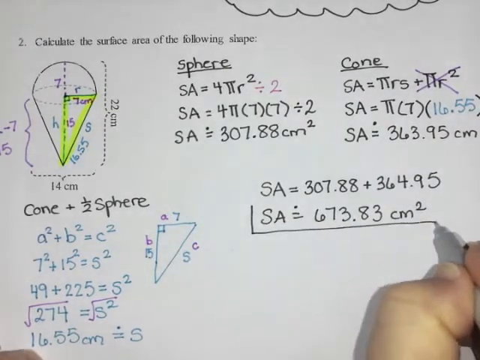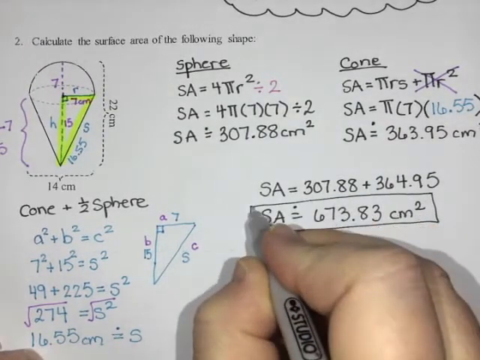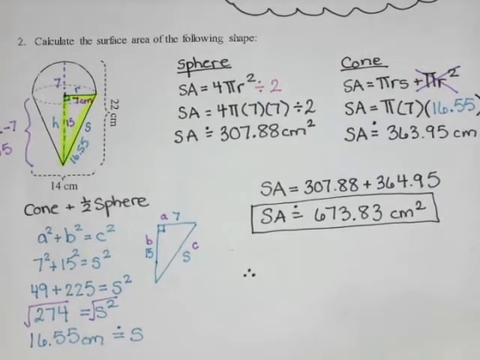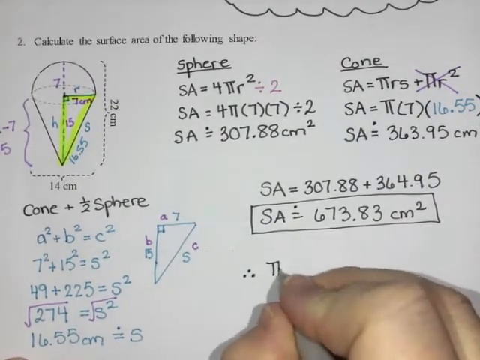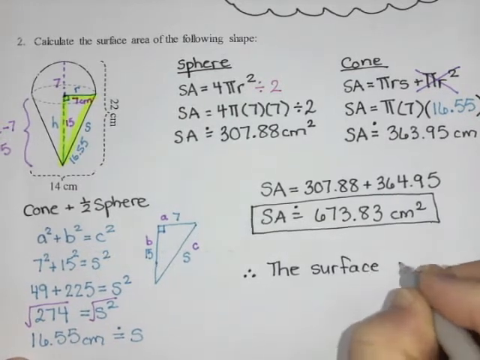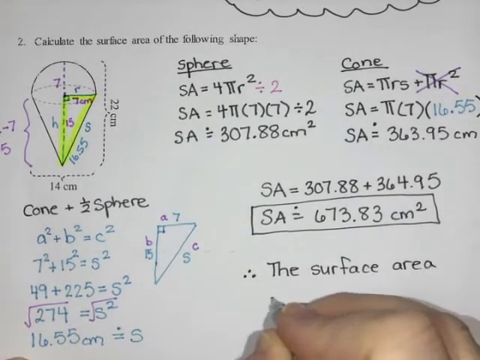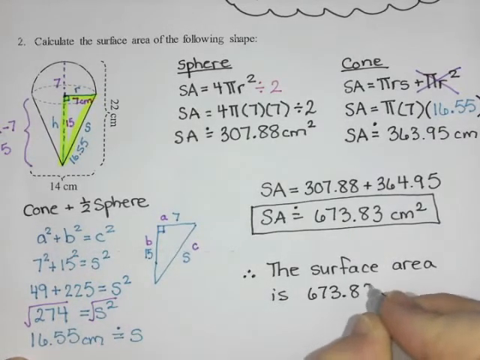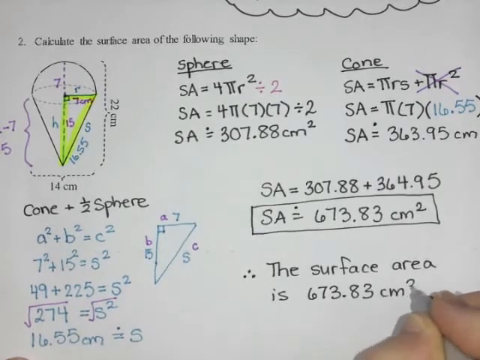So once you've done a question that involves a lot of steps, it's a good idea just to write a little therefore at the end. So it said calculate the surface area. I'm going to say the surface area is 673.83 centimeters squared.